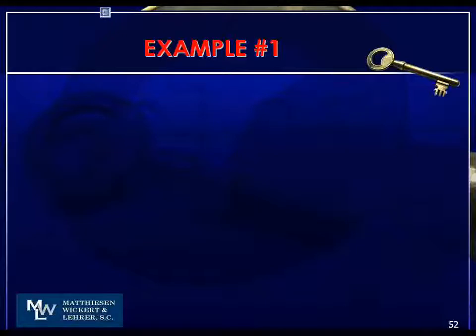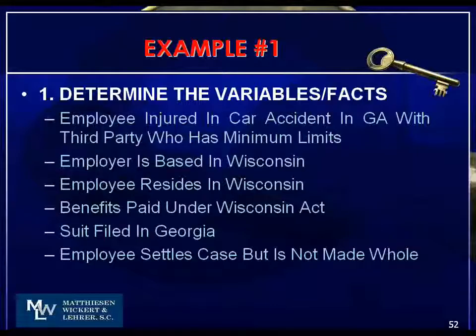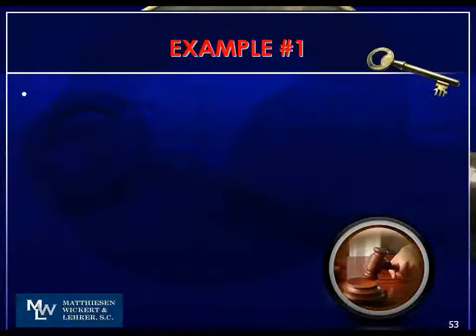Let's go through an example. Let's say you have an employee injured in a car accident in Georgia with a third party who has minimum limits. The employer is based in Wisconsin. The employer resides in Wisconsin. Benefits are paid under Wisconsin law. The suit is filed in Georgia, and the employee settles the case but is not made whole.